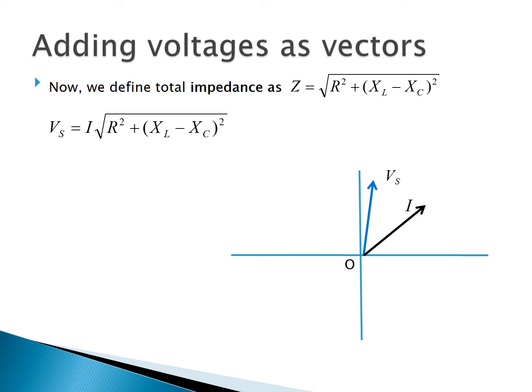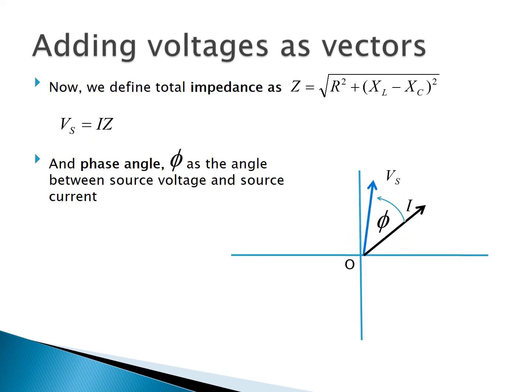And I'm showing V sub source on the phasor graph, and I'm showing the original current, and you can note that V source is out of phase now, or leading the current in this particular example. And so here's the equation, V source is equal to IZ. Now I also wanted to find something called phase angle. So this phase angle is the angle between source voltage and source current.